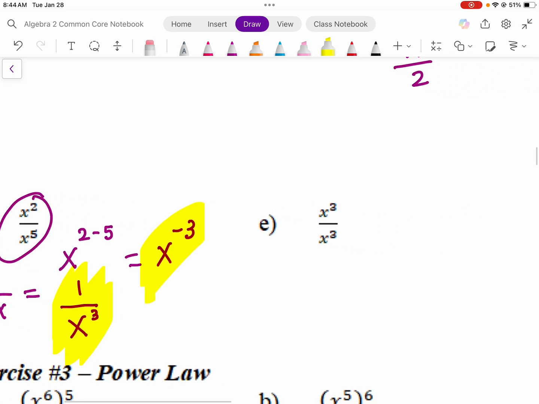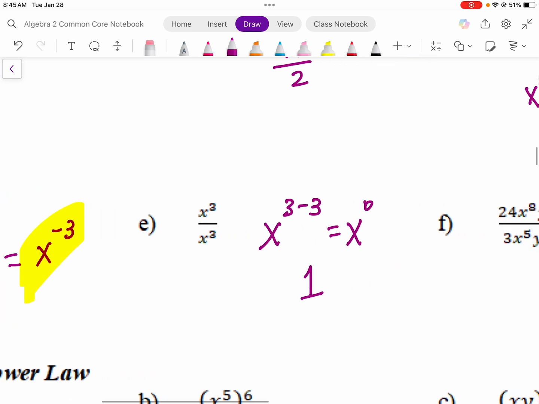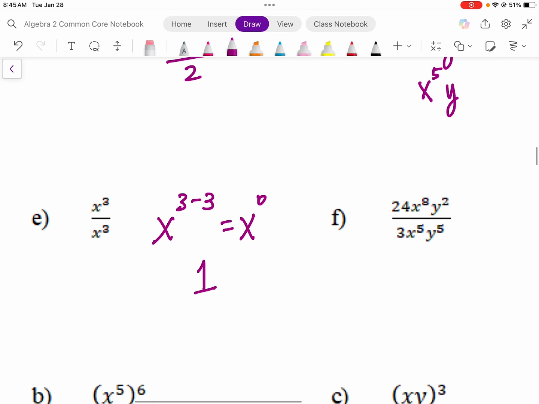All right, so x to the 3rd divided by x to the 3rd. If I use my rules, x to the 3 minus 3 is x to the 0, which of course is 1. And then you say to me, well, Mrs. Struckman, we didn't need to do all that. Those two things are the same, we knew they were going to cancel out to 1. But that just shows you that's why x to the 0 is 1.